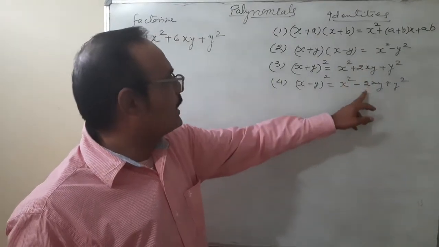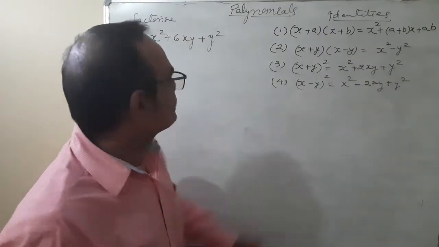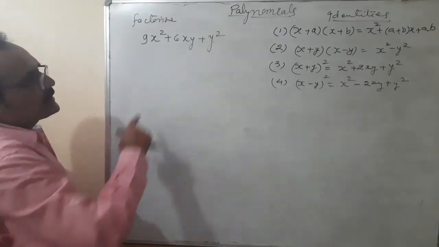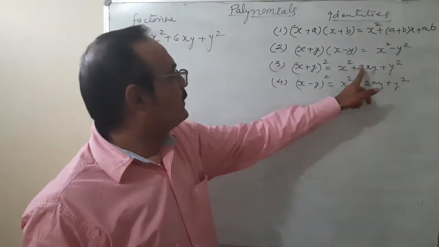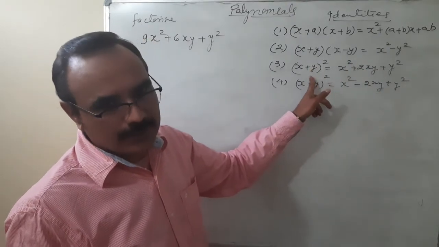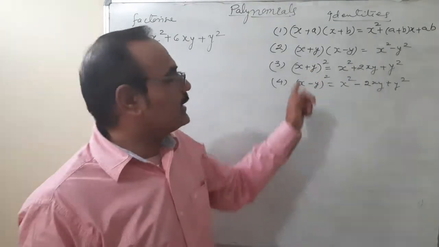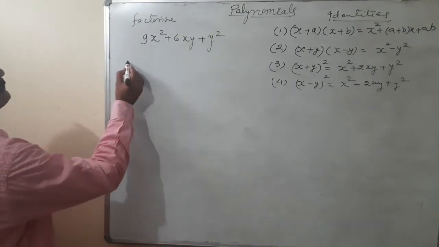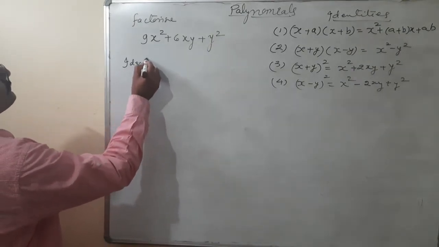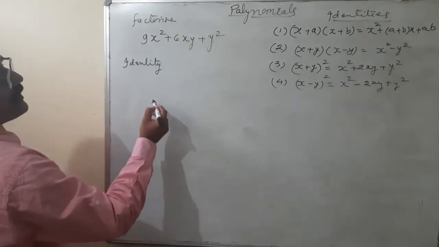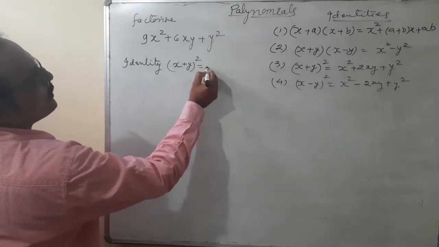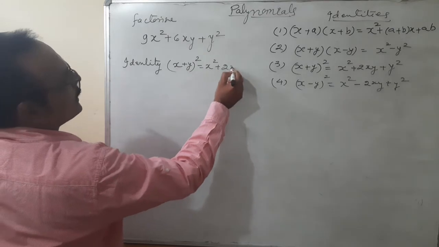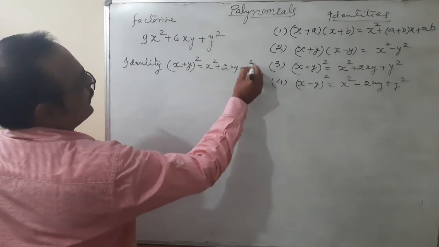So I think we can use one of the identities. Since all the signs are positive, we will definitely have to use identity number 3. So first of all, I am writing identity number 3: x plus y whole square is equal to x square plus 2xy plus y square.